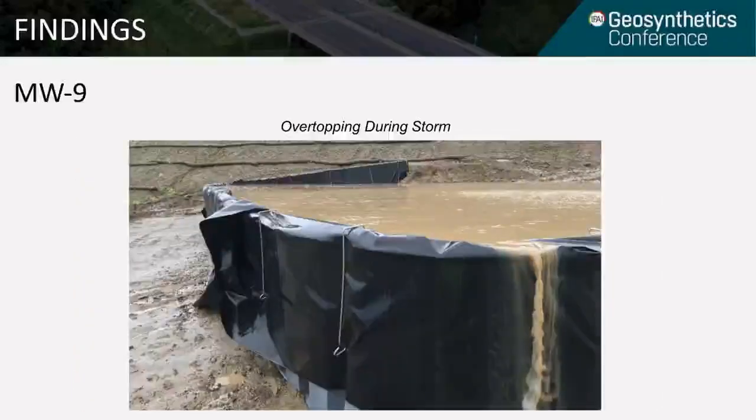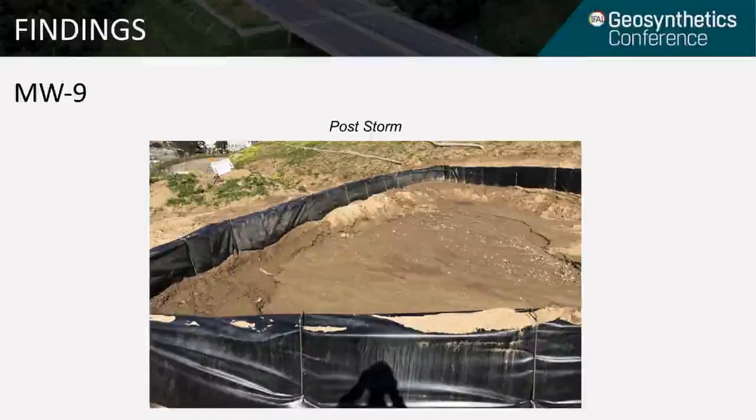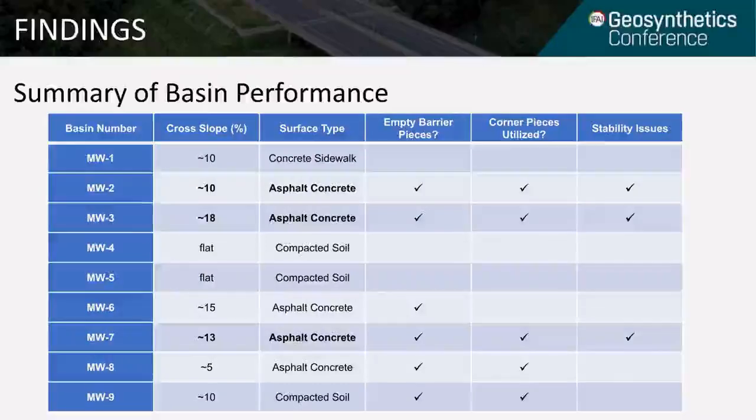This basin would often overtop with water during storm events. However, throughout the case study period, it remained stable and experienced minimal underseepage. And here you can see it detained about 3 feet of sediment following a storm event. Overall, the system of barrier wall BMPs was an effective strategy for detaining large volumes of sediment and turbid stormwater along the hillside, and it also allowed the contractor to continue grading operations throughout the rainy season.